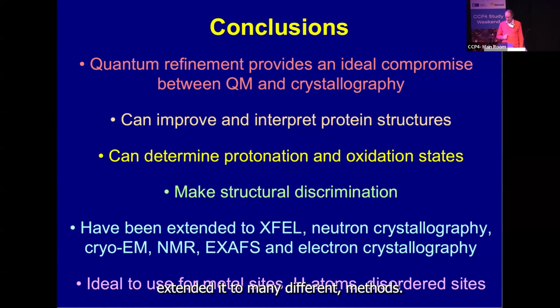We have extended it to many different methods. And we think, or we have shown, that it's ideal to use for metal sites, for protons in neutron structures. We started to look at serial crystallography, where you often have overlapping structures, and then you really need a good potential, especially if you have a reaction intermediate with abnormal geometry.